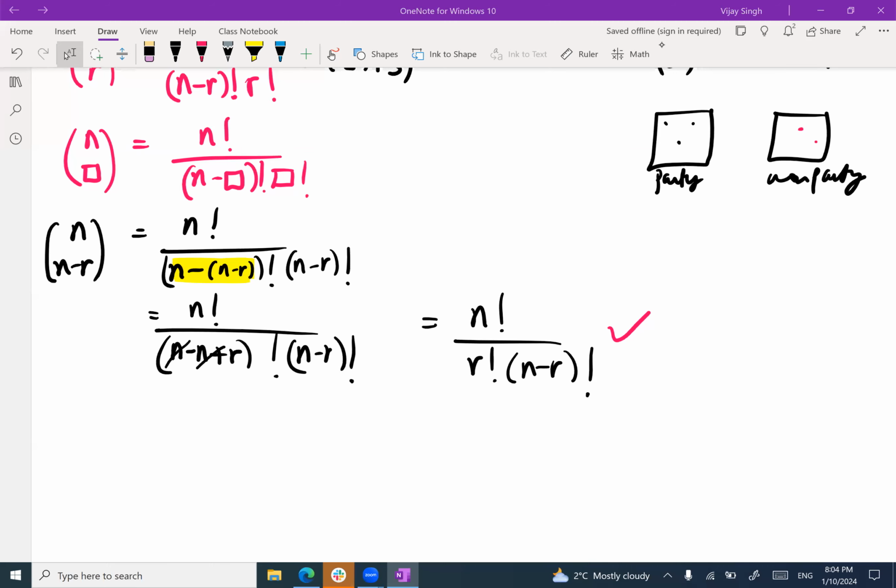Now, binomial theorem is a very powerful result. It gives you a bunch of identities. And those identities, you'll see they are useful later on. Let's try to write some of them ourselves.